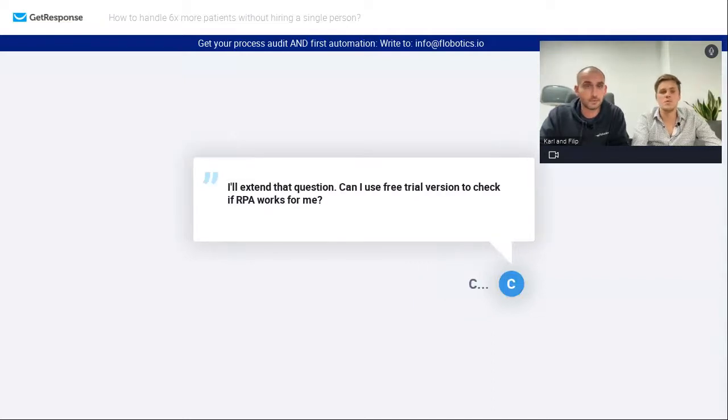Interesting. Another one. Alex sent that question. Can I use a free trial version to check if RPA works for me? Of licenses, I suppose. Of course. Our favorite ones are UiPath and RoboCorp. They have free trials, and that's pretty much what we recommend. That's what we see the best results in. But most of the RPA vendors have free trial licenses: Automation Anywhere, even Blue Prism has it now. So I think all of them you can try for free.